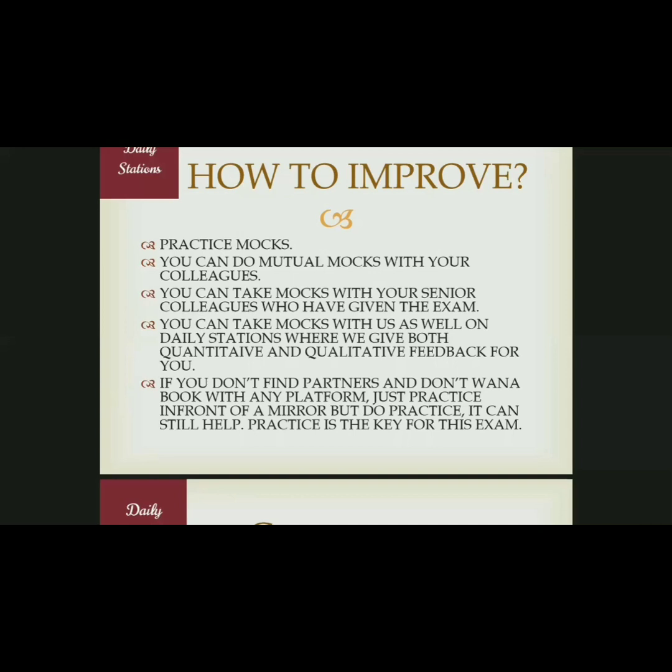I also used to do this sometimes if there was no one to practice with. I just used to sit in front of a mirror and practice with myself. So that can also help, but the key thing is that you need to practice in any of the ways, and practice as much as you can. And apart from that, try to practice with those people who give you good feedback, who are able to tell you where you are lacking, so you can work on the areas where you need to work. That will really help you.